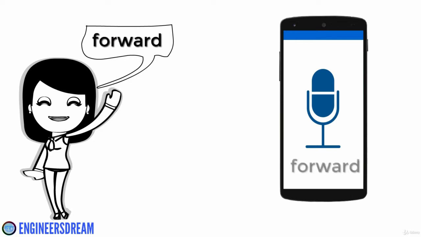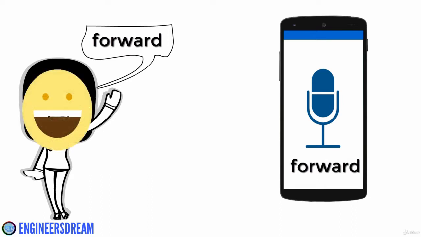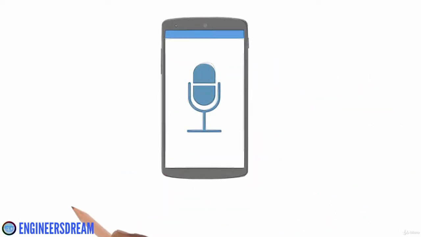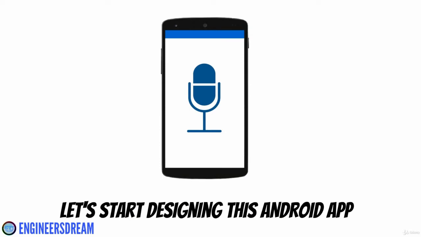If you speak the word forward and the text is also converted to forward, then your smartphone is able to recognize your accent. But if you speak the word forward and the smartphone recognizes the word as something else, then you can figure out that the smartphone is not able to recognize your voice. So guys, after explaining a small part of voice recognition, let's start designing our Android app.